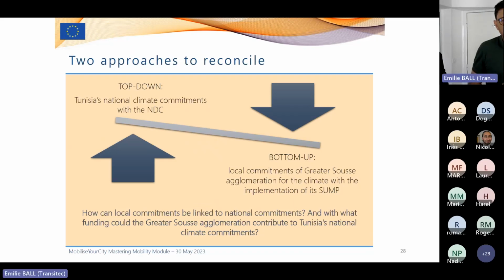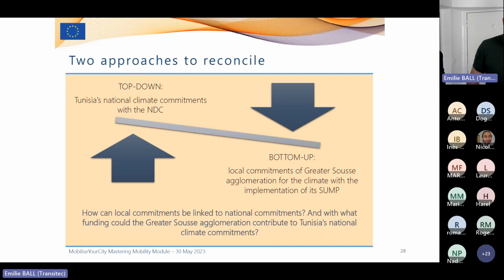In fact, what we can see, and I guess you can feel the same in your own countries, is that you have the top-down approach with the climate commitments and the NDCs that sometimes define some activities to develop in order to mitigate GHG emission from transport sector, but it's not always aligned with the local planning for urban transport, and it is what we finally wanted to test with this technical assistance.